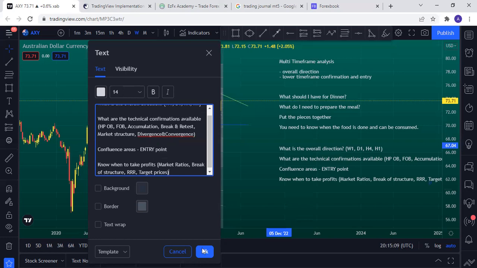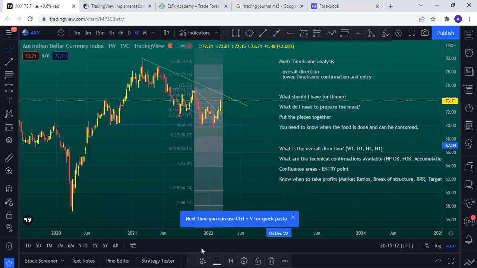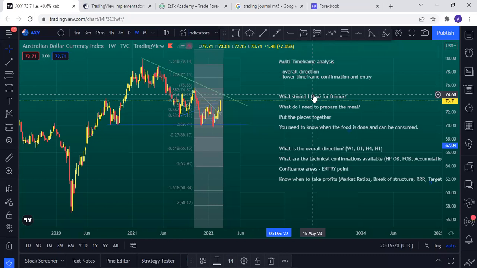Simply because now what you're doing is that you are beginning to see the chart as though you were just trying to prepare an amazing meal for dinner.